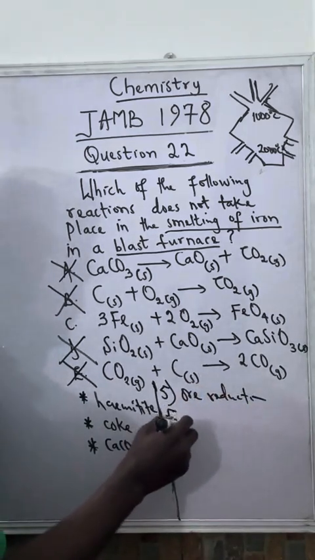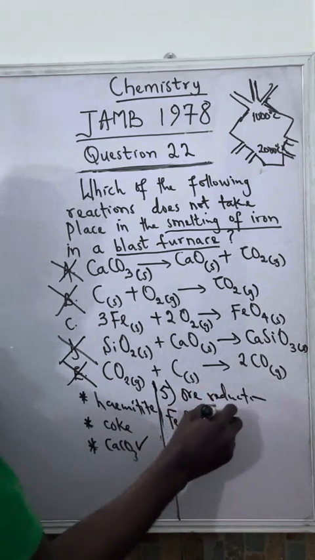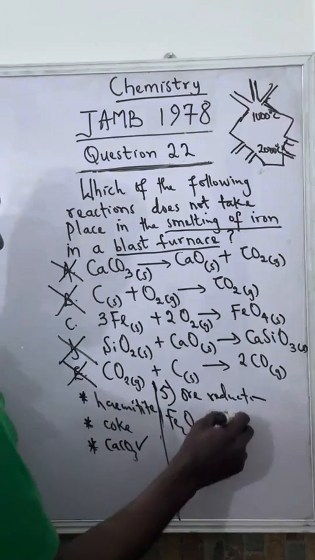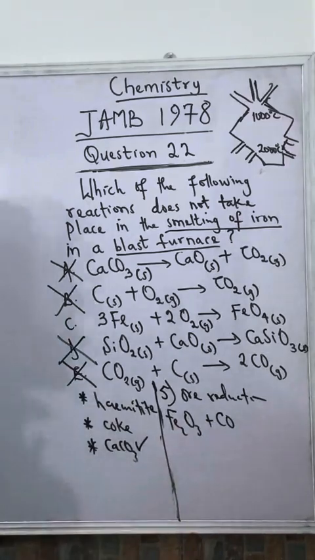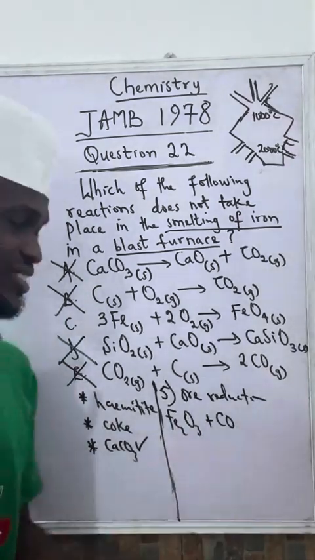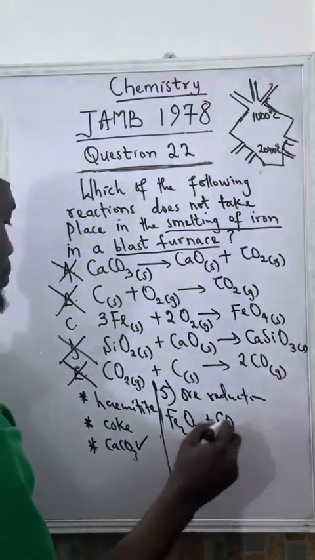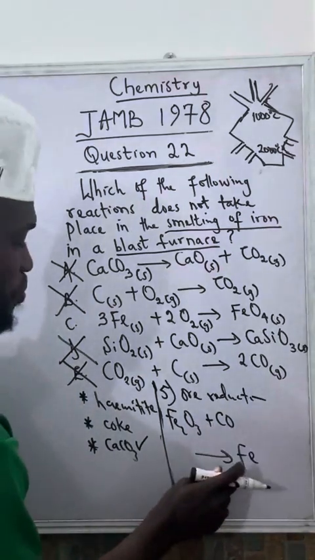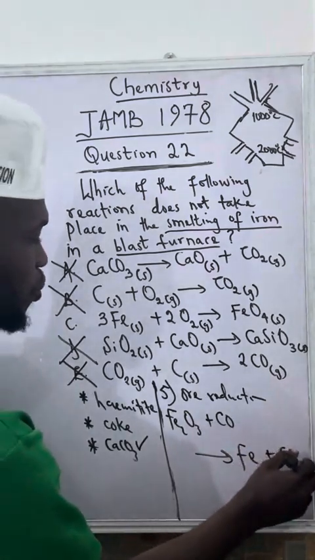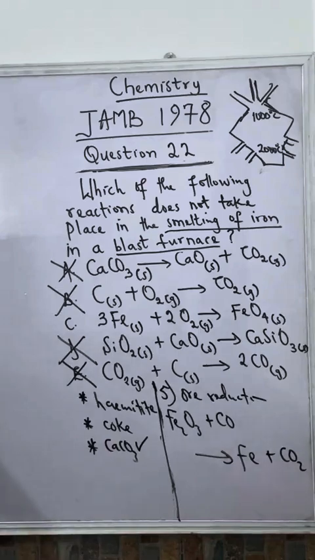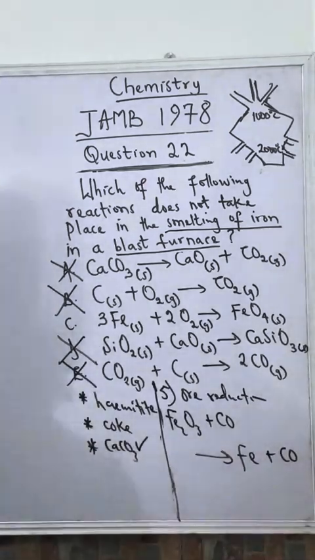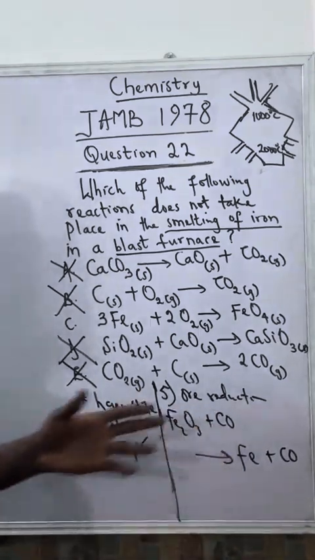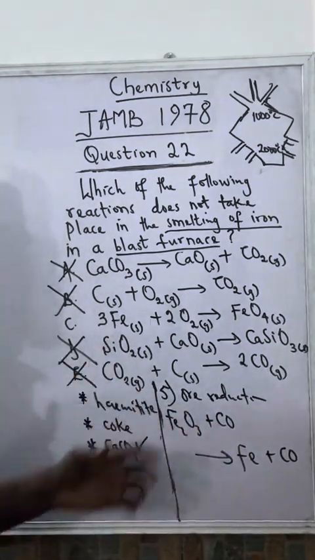So from there, Fe2O3 will combine with the CO, which is carbon monoxide. From there, we are going to have Fe, which is pure iron, and CO2. That is the reaction that will happen at last. This is the reaction that will happen finally. We can just balance the equation to see what's going on.